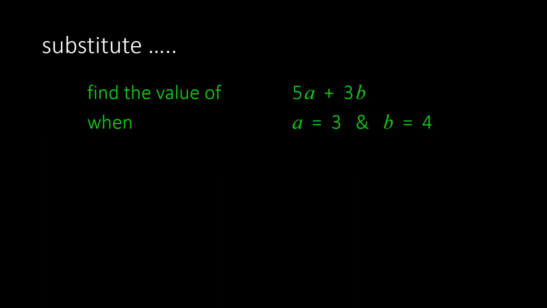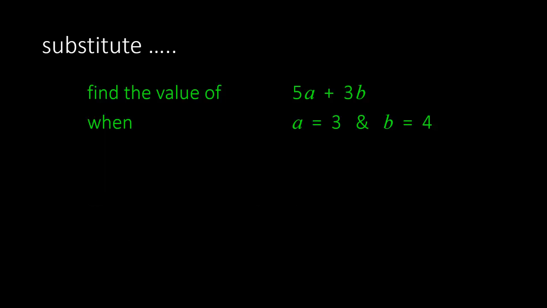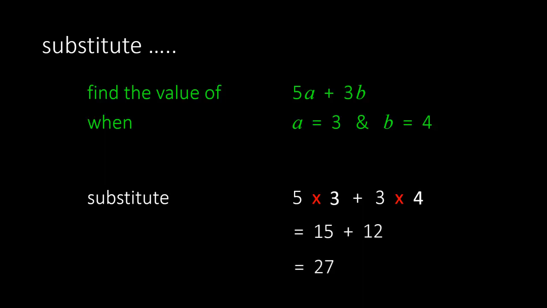Now, first thing we need to know is that 5a means 5 multiplied by a, and 3b means 3 multiplied by b. We're going to change a for 3, so a comes off, 3 goes on, and we're going to change b for 4, so b comes off, 4 goes on. And now we work it out. Well, 5 3s is 15, 3 times 4 is 12, add them up, 27. So we found the value of 5a plus 3b when a is 3 and b is 4.